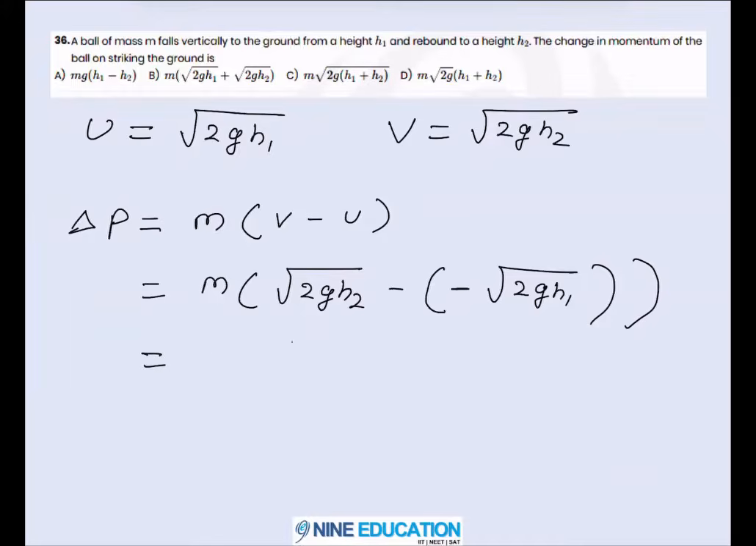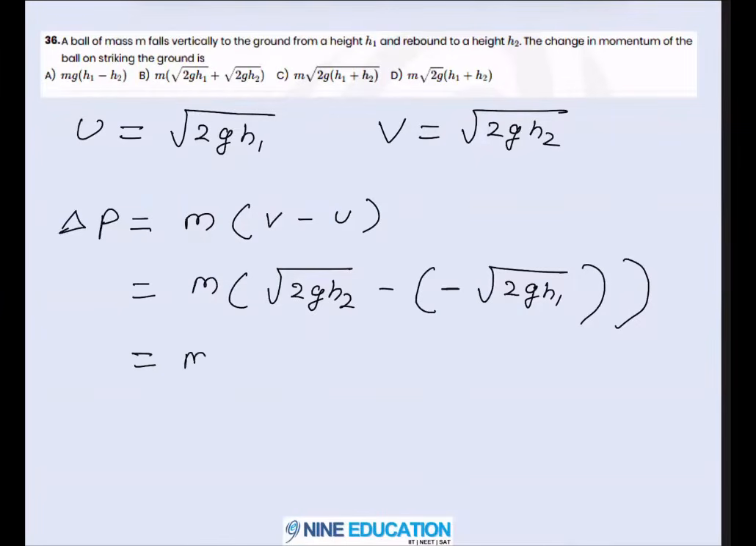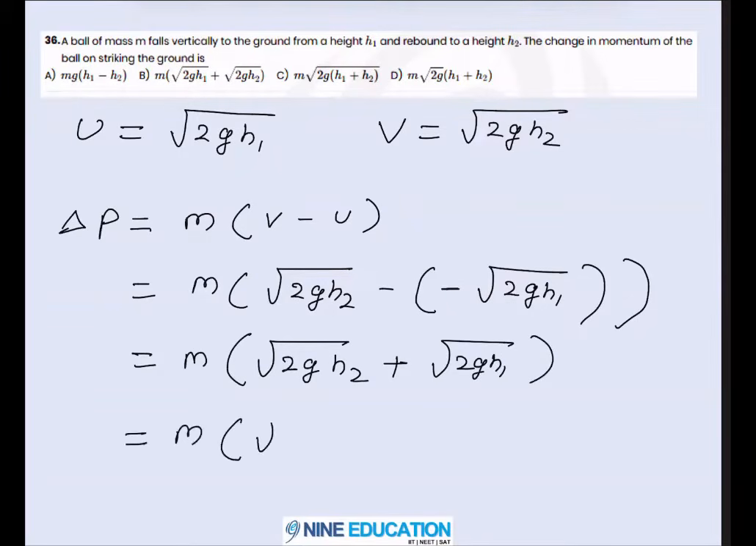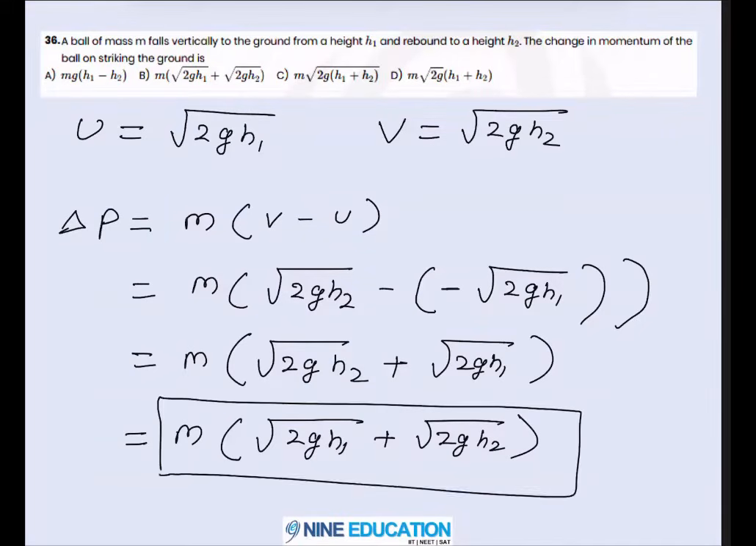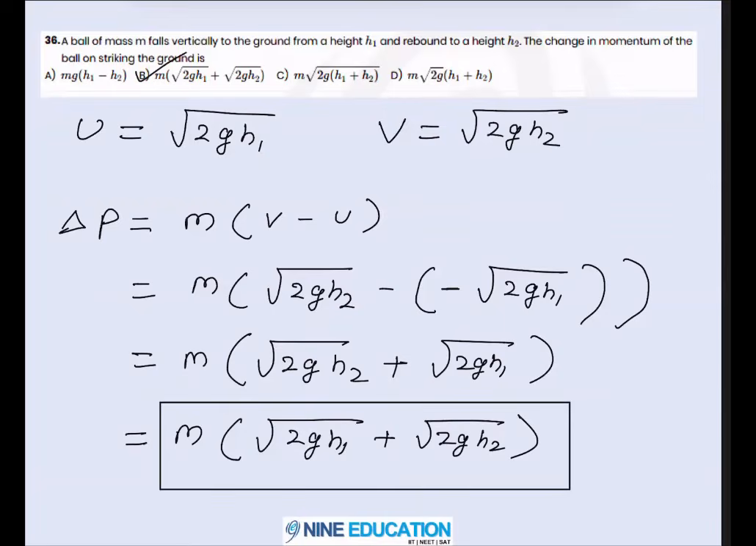So this will become, let's take root 2g as common, m into root over of 2g h2 plus root over of 2gh1. Correct? Now, if we interchange them, this will become m whole into root over of 2gh1 plus root over of 2gh2, which is the same as our option B.